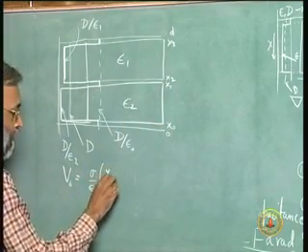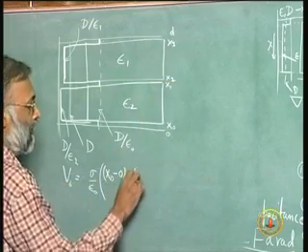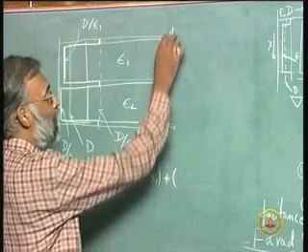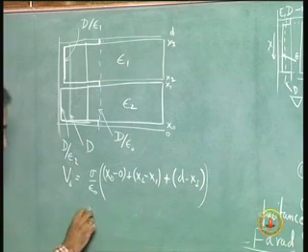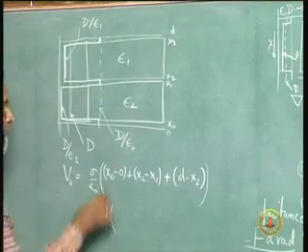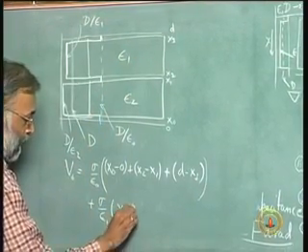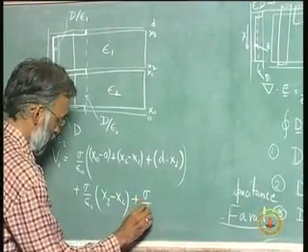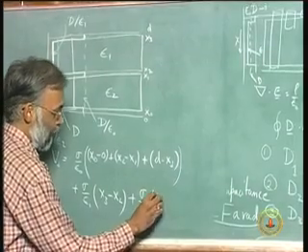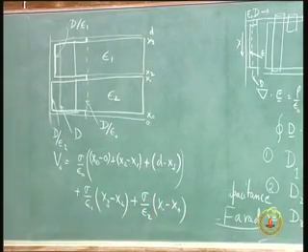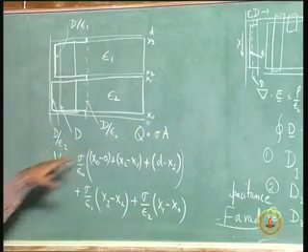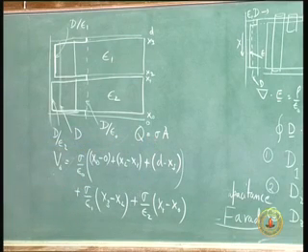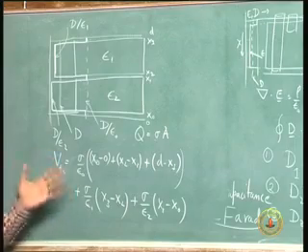This air gap is x naught minus 0 plus x 2 minus x 1 plus d minus x 3, plus sigma over epsilon 1 times, epsilon 1 is this region, so it is x3 minus x2, plus sigma over epsilon 2 times x1 minus x0. As usual, q is sigma a. So, I can divide q by V naught and eliminate sigma, and I can get an answer for capacitance. It is identical to what we have already done.